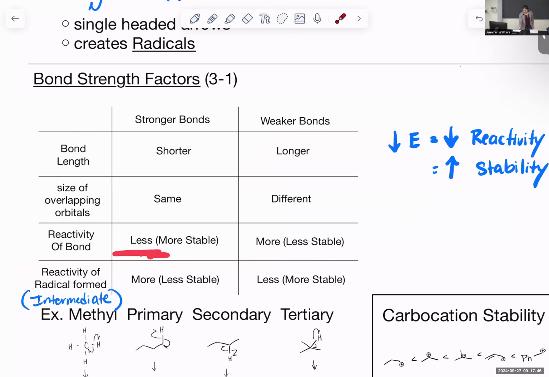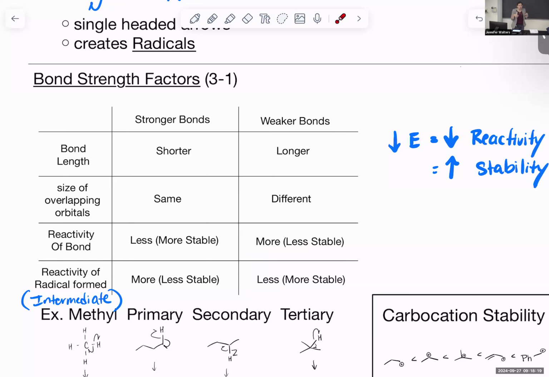The less stable bond will lead to a more stable intermediate, or a more, I did that backwards, sorry. The more stable bond will lead to a less stable intermediate. The more reactive bond leads to a less reactive intermediate, or it's easier to talk about in terms of stability. Less stable to start out leads to more stable intermediate. If something is happy where it is and you force it to react, you're going to make an intermediate that's more reactive. It's going to be higher in energy.